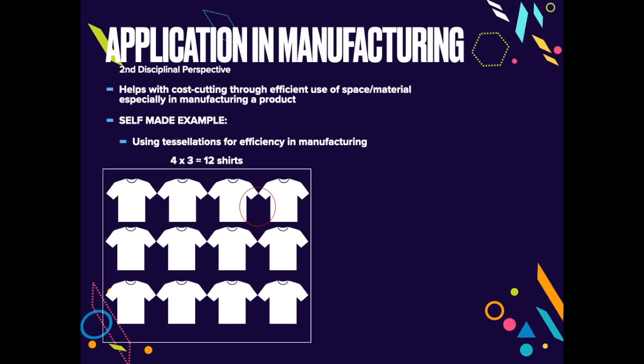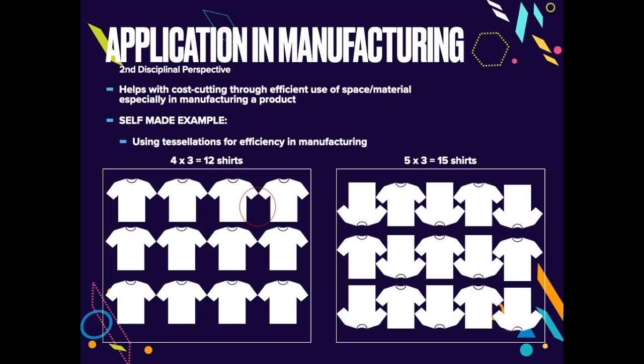But someone who has knowledge on tessellations would notice the spaces in between the shirts and would rearrange it like this. By simply using what we learned a while ago on reflection, we are able to fit 5 shirts per row now, which allows us to make 3 more extra shirts than the other one. Look at the red circle in each box. By utilizing this space, we are more efficient in using our limited material.